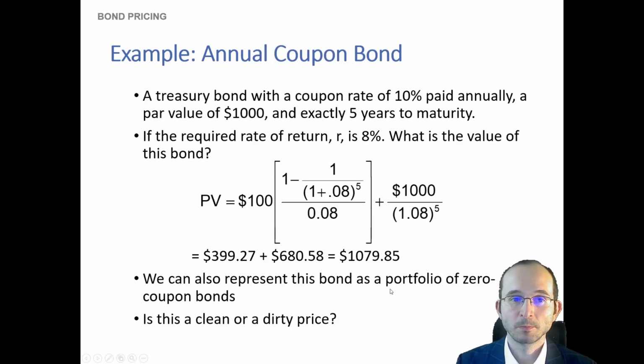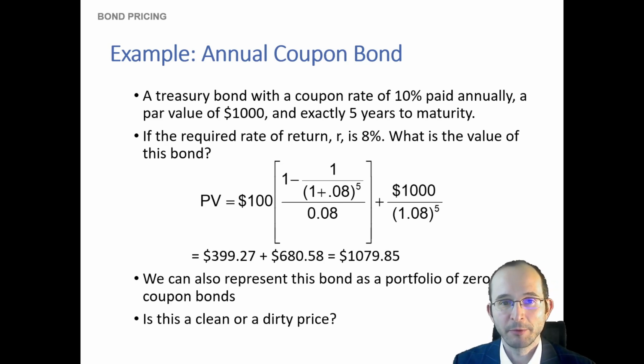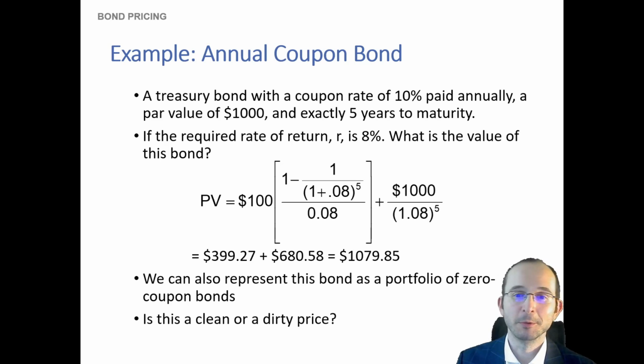So let's say we've got an annual coupon bond. It has a rate of 10% paid annually, a par value of 1,000, exactly 5 years to maturity. So it just paid a coupon, or maybe it was just issued and the next coupon will be a year from now.